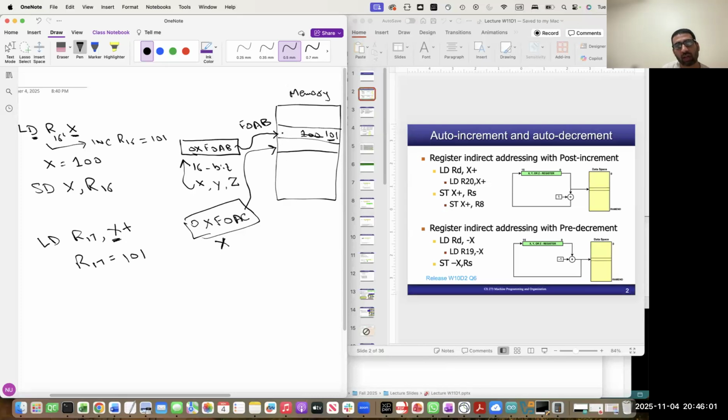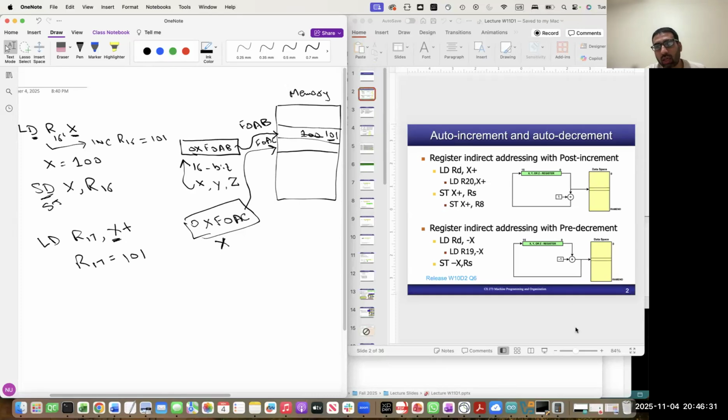So if the address of this byte was 0xF0AB, the address of the next byte is F0AC, right? So this is known as register indirect addressing with post-increment. You can use it with both load and store instructions. Sorry, my mistake, this is not SD, this is ST, okay, store.